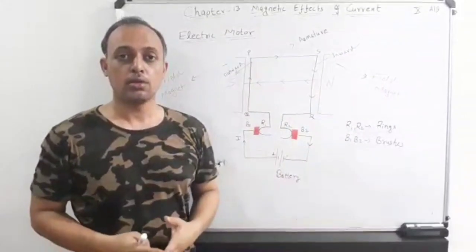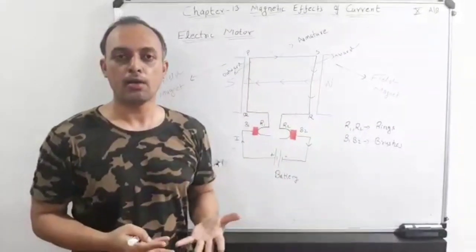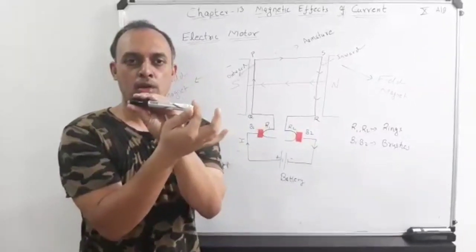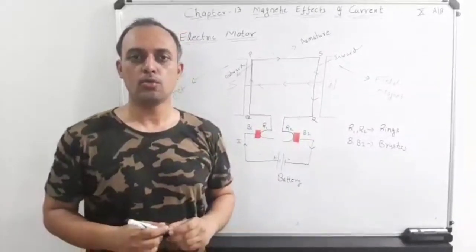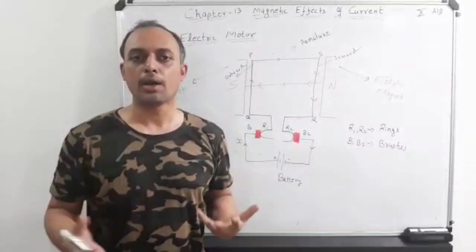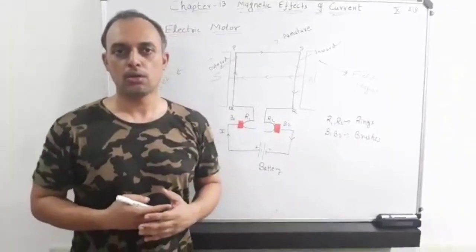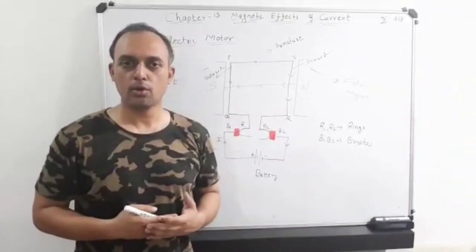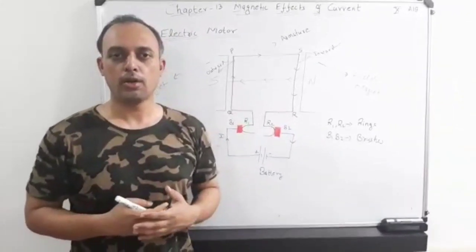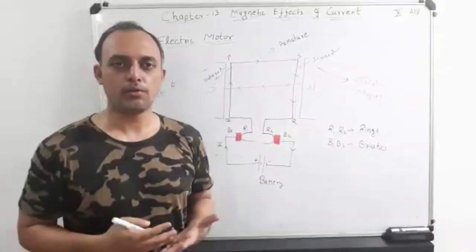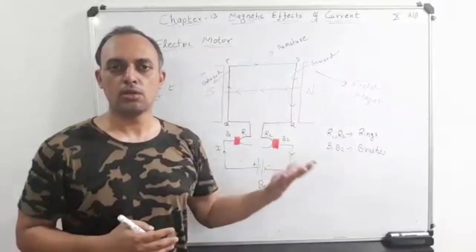The two forces being equal, unlike and parallel, will form a couple which will rotate this armature coil, and this rotation can be used in many mechanical works for useful purposes. So this was the basic concept of an electrical motor, a simple working of an electrical motor. The basic working can simply be explained by Fleming's left-hand rule, which I have just used in this concept.